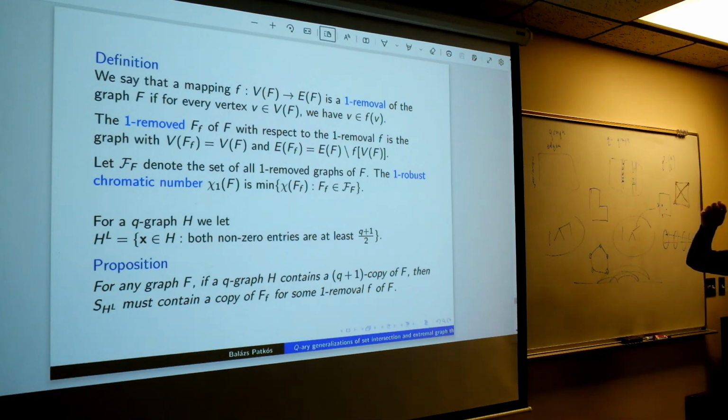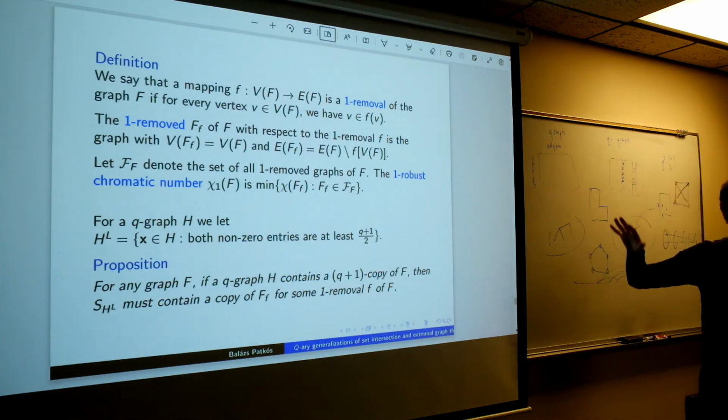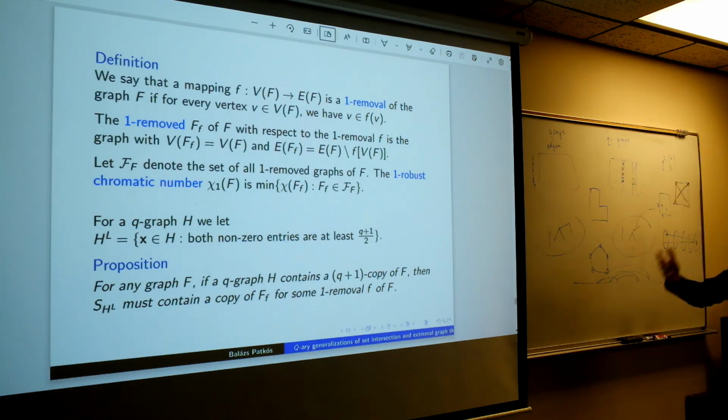So if we contain an F, then at every vertex there can be at most one edge which has a corresponding weight which is smaller than q plus 1/2. So remove those, and all the others should be large. And whatever is all the others is a one removal. So that means that if in particular I have a graph that avoids all these one removals and put there all the large possible weights, then it will still not contain F.